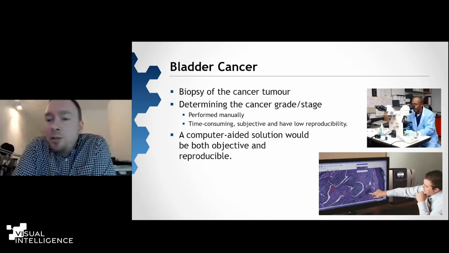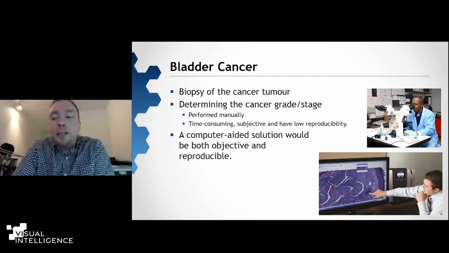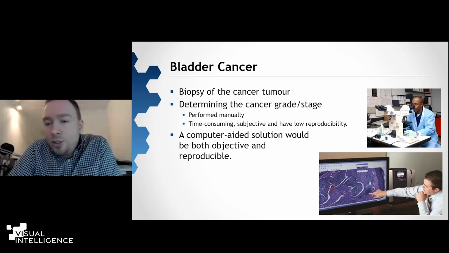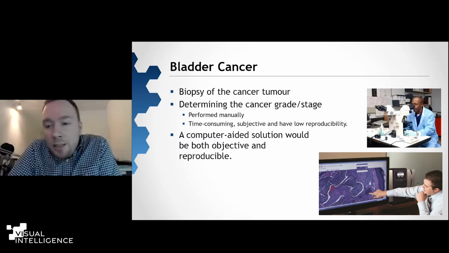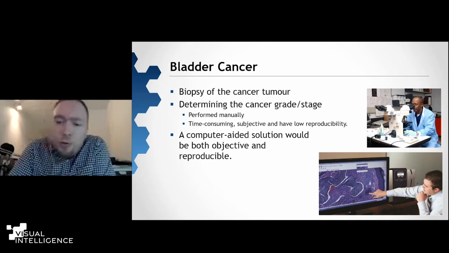Once a patient is diagnosed with bladder cancer, the tumor will be removed. The removed tissue will then be prepared on a glass slide and examined by a pathologist. The pathologist will study the tumor either using a microscope or on a computer with digital pathology. And he or she wants to find the cancer grade, the cancer stage, and also other relevant diagnostic information. These findings will then be used to stratify the patients into risk groups and to come up with a treatment and follow-up plan for the patient.